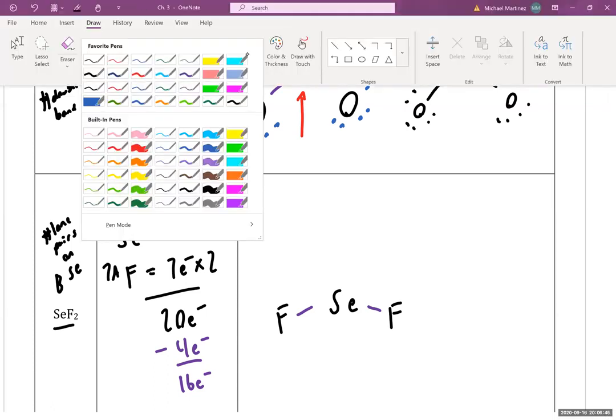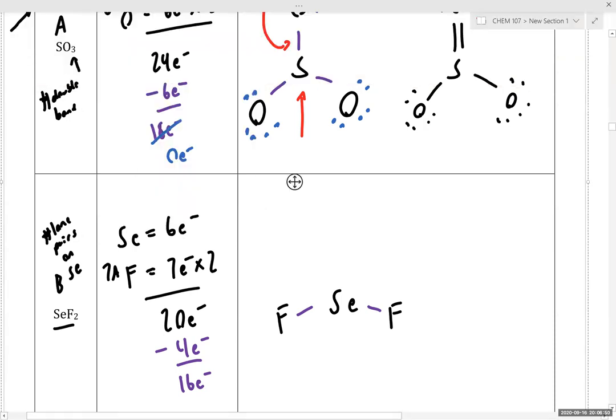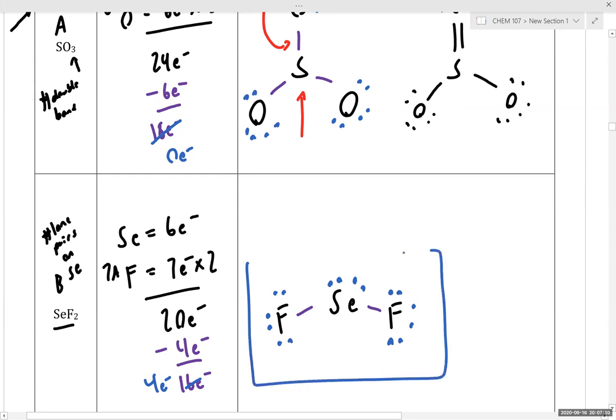Where do we place our lone pairs first? Fluorine, yep, 2, 4, 6, 8, 10, 12. We have 4 electrons remaining. So how many electrons do we give to selenium? 4, yep, 2, 4. So now in our structure, we fulfilled the octet rule for all of our atoms. So this Lewis structure looks great.